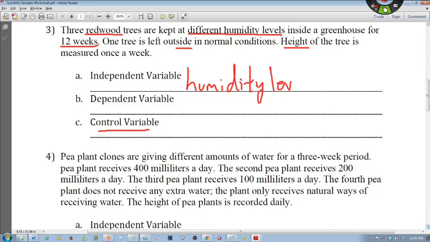Humidity levels. And again, what they're looking at in the dependent variable is it may or may not change based on different humidity levels, and that is the height of the trees. But they don't know how tall the trees are going to get until they run the experiment. So that's got to be the dependent variable. Again, control variables would be things like the 12 weeks time and the species of tree.